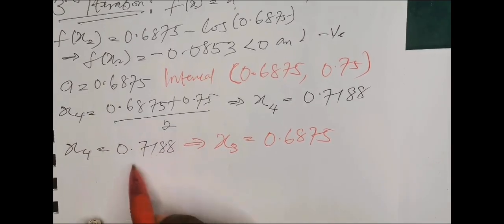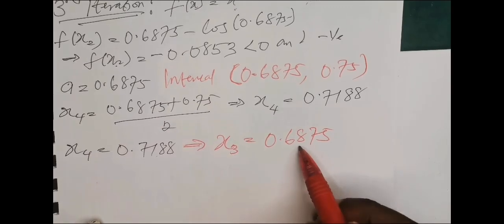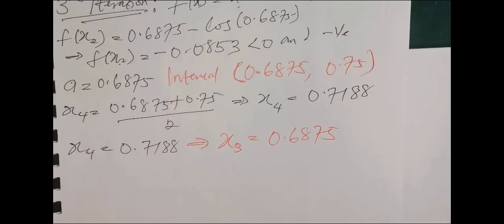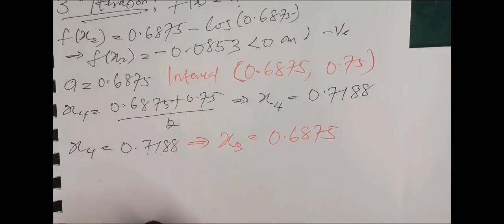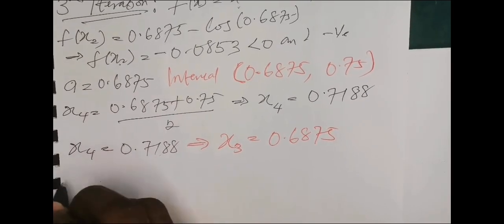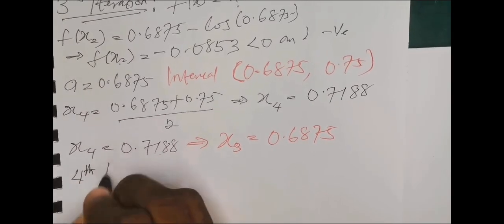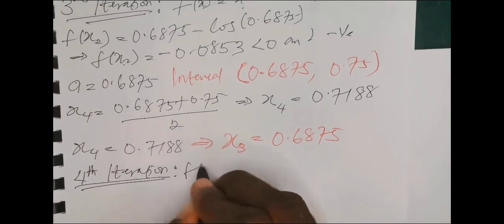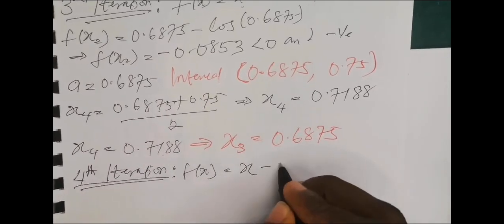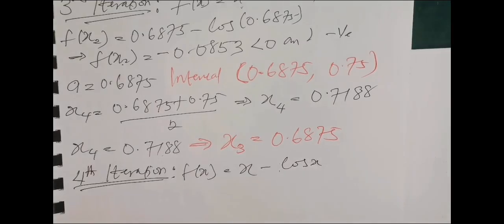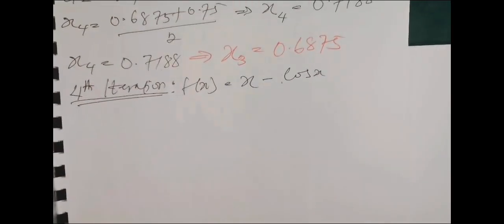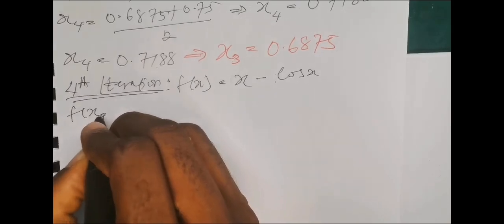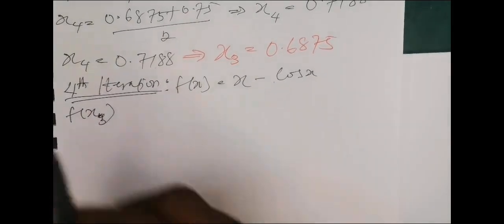Now if you compare these two, they are not converged yet. This is 0.71 correct to 2 decimal places, this is 0.68 correct to 2 decimal places, so they haven't converged, which means we still have to continue our iteration. So we carry out the fourth iteration, not forgetting f of s equals s minus cos s. That's our f of s. So now we find f of s3.